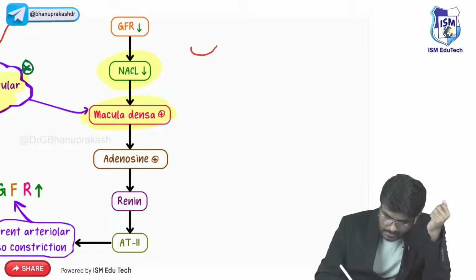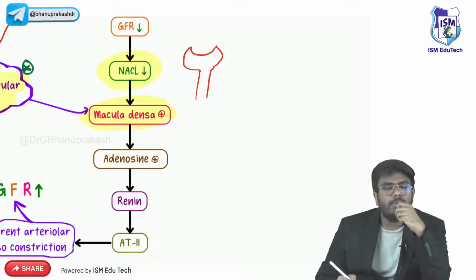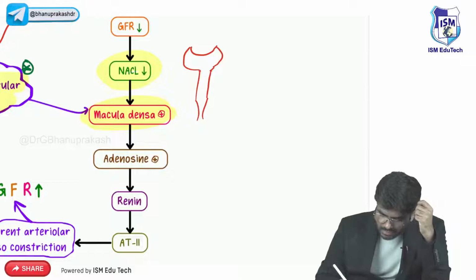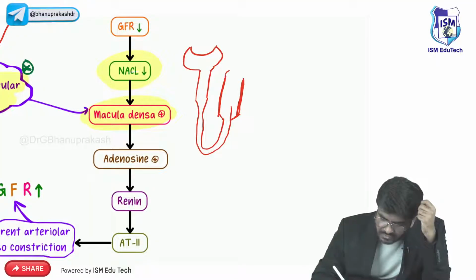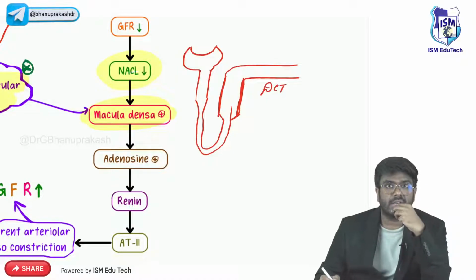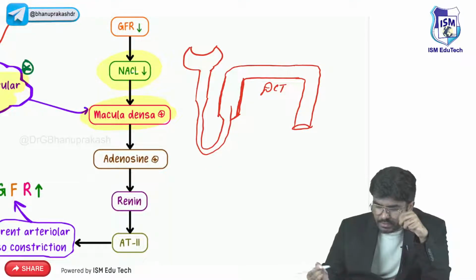The best answer is, see, this is the Bowman's capsule. Down to it, we have the proximal convoluted tubule. Now what is this? This is the loop of Henle. This is the ascending limb of the loop of Henle, and in the ascending limb we have a thick part. This is the thick part of the ascending limb of the loop of Henle. After this, we have the distal convoluted tubule. After that, you are going to have the collecting ducts and collecting tubules.